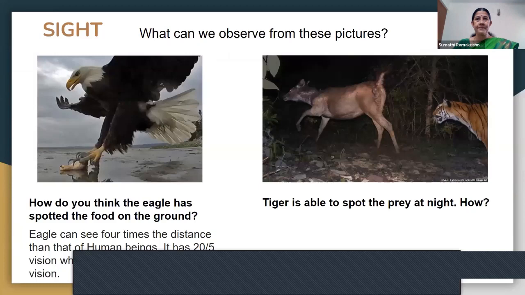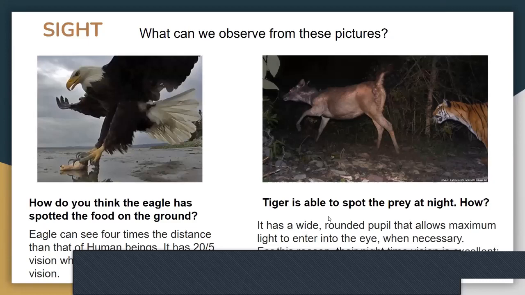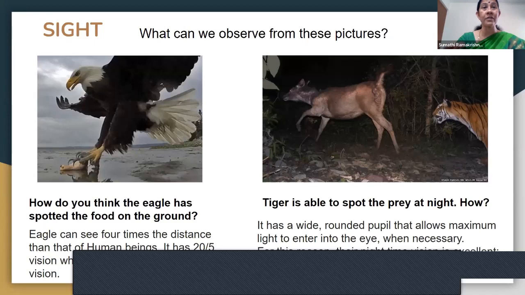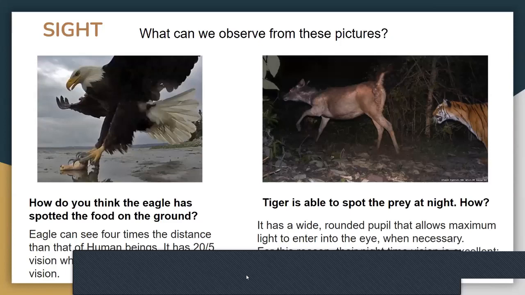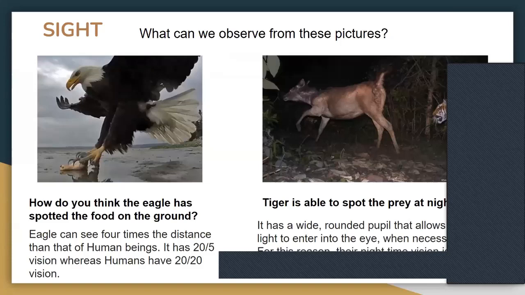Smell? Oh, we are talking only about the sight. It has a very wide, rounded pupil that allows the maximum light to enter into the eye. So that is the main reason the night vision is better and it tries to catch the prey during night. Your voice is not hearable, ma'am.